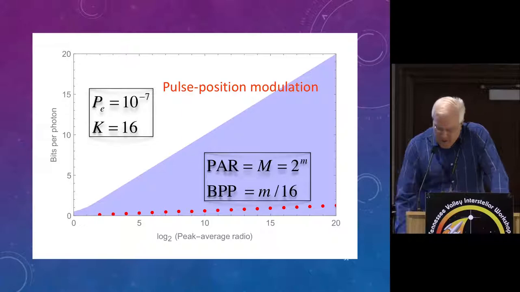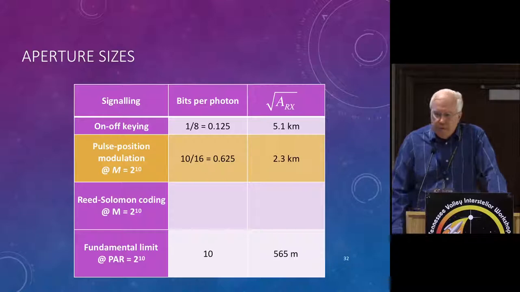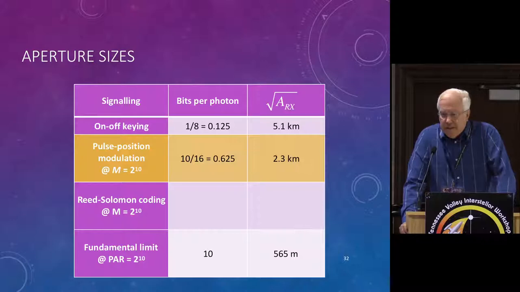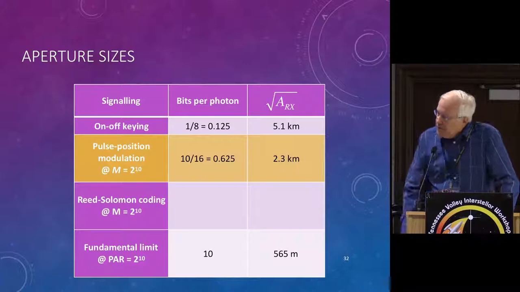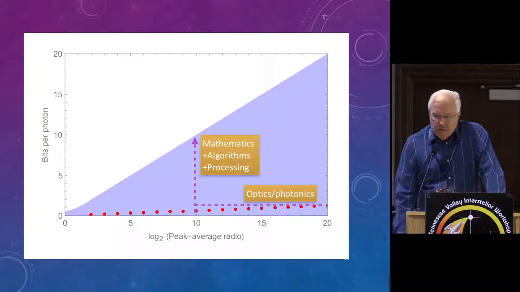So we can fill in another row of our table. The aperture size with this pulse position modulation comes down to 2.3 kilometers. That's still a large aperture compared to the fundamental limit of 565 kilometers. So now what we'd like to do is improve the system further.